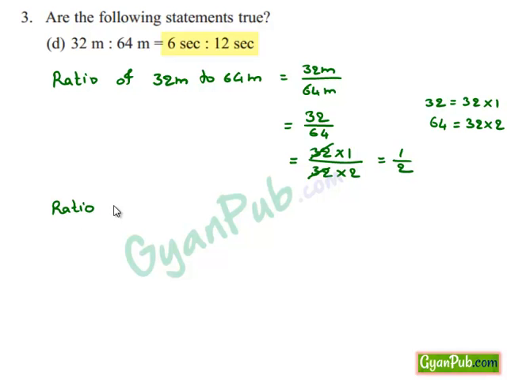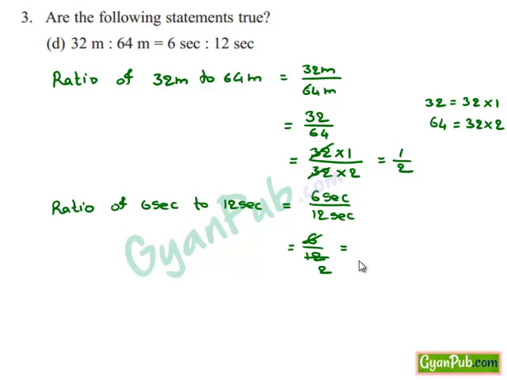Similarly, ratio of 6 seconds to 12 seconds is equal to 6 seconds upon 12 seconds. Here both are having same units, that is in seconds. So cancelling the units, we will get the fraction as 6 upon 12. Here 12 is a multiple of 6. So 6 goes in 12 by 2 times, which gives the ratio of 6 seconds to 12 seconds as 1 upon 2.